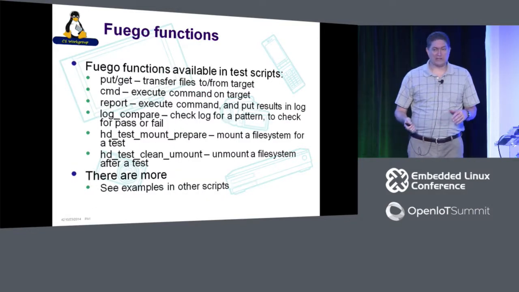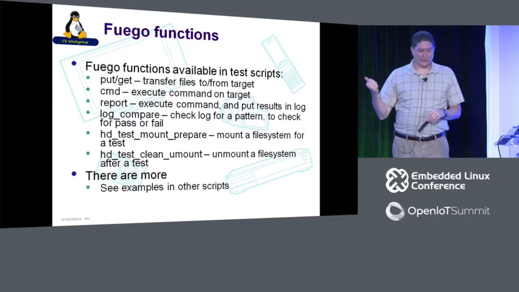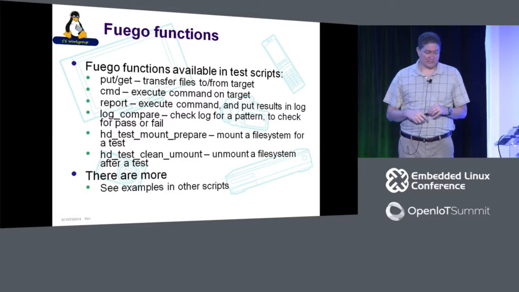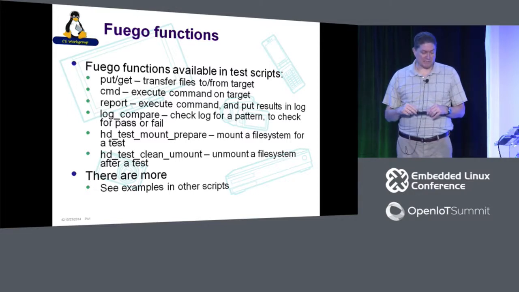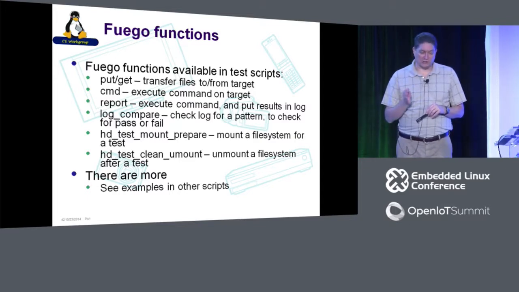So some of the operations that are available to you in your functions that you define are put and get to transfer files to and from the target, cmd to execute a command on the target, report to execute a command and then pull the log results back, and then log_compare to check the log for patterns. And then we have a couple of routines. There's actually more functions, but I would say at least 50 to 60% of the tests only use these functions and work fine.